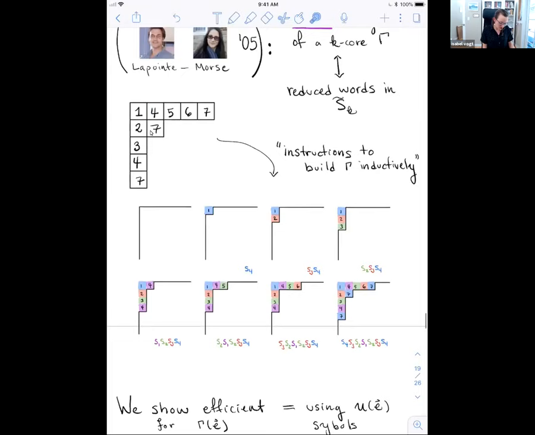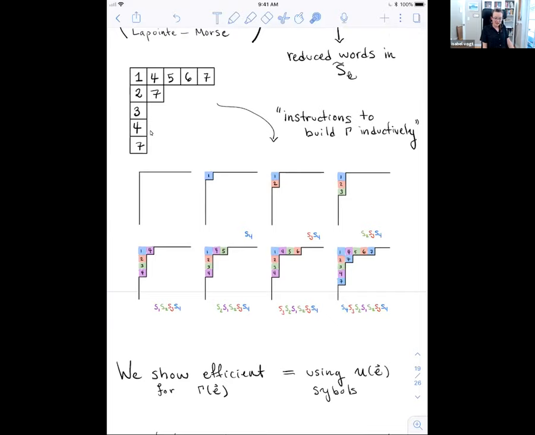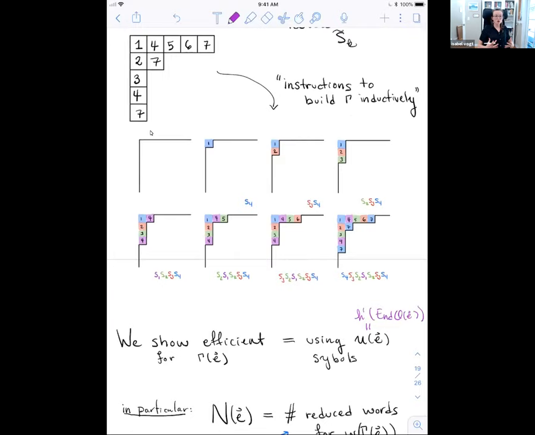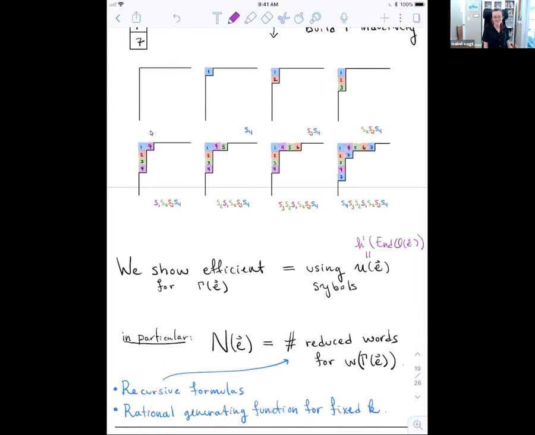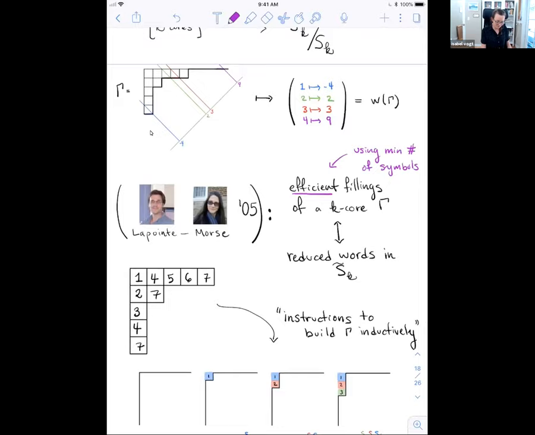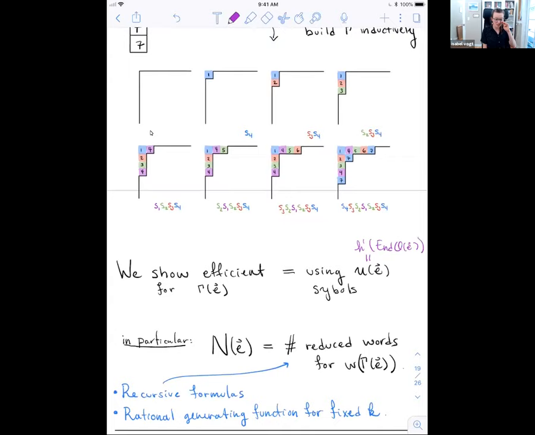So we show that this notion of efficient that the combinatorialists have, for the particular K cores that we're interested in, which are these gamma of vec E's, is the same as using this U of E number of symbols, which, just to remind you, is H1 of N O of E. So this notion really does line up with the combinatorial notion. And so in particular, this tells us that this mystery number is just the number of reduced words for a particular element of the affine symmetric group that I've demonstrated how to construct up here. And because of that, it's received a lot of attention in the combinatorics community, and there are recursive formulas and rational generating functions and the like.